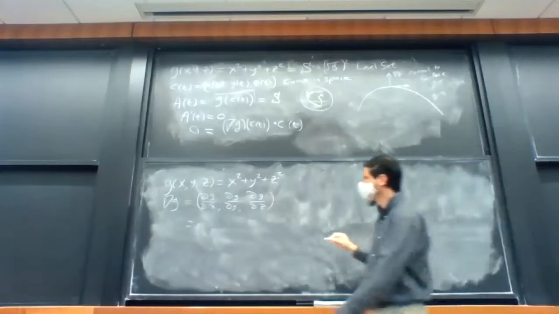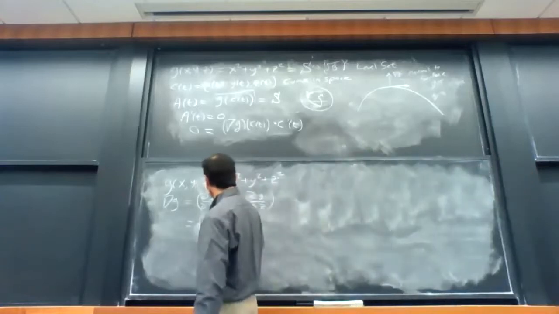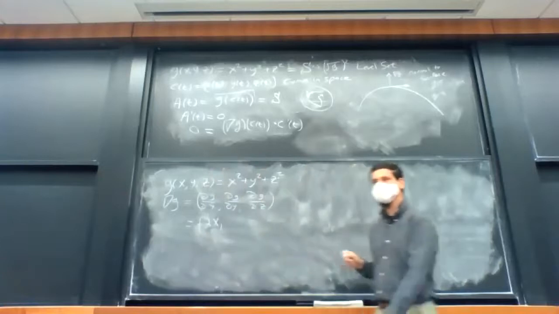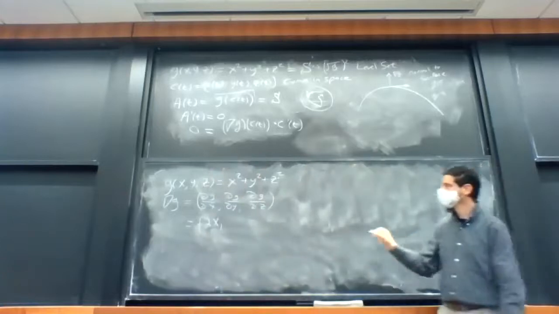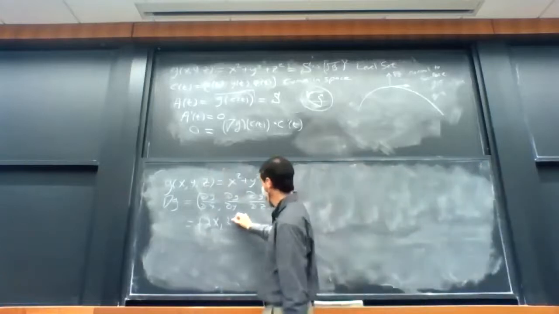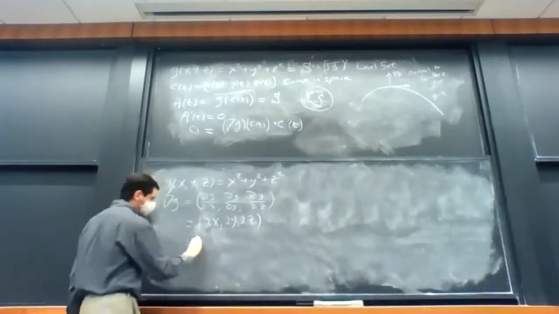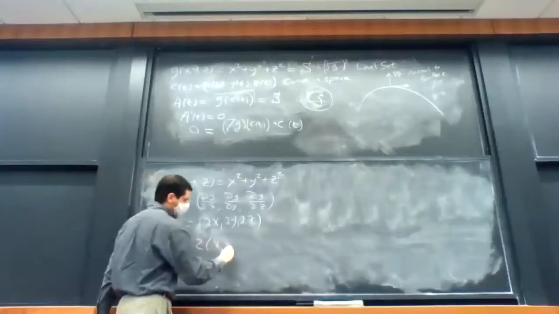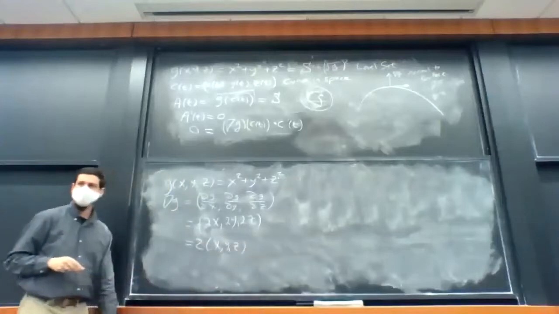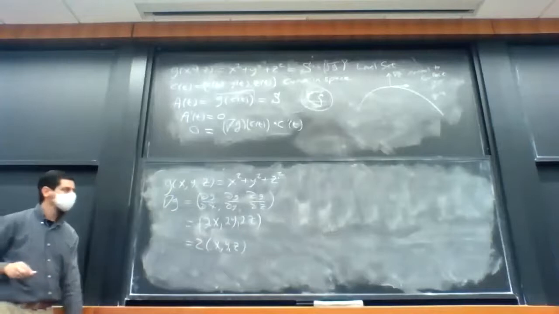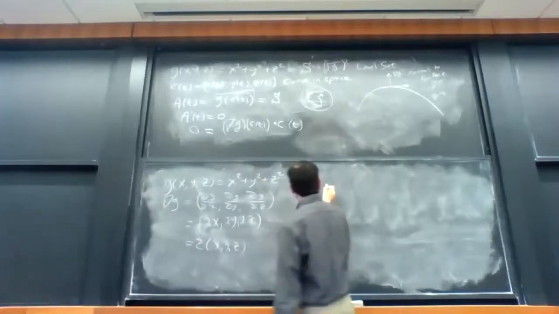2x. What's the derivative of g with respect to y? 2y. And with respect to z? All right, it's screaming pull out a 2, and it's x, y, z. So let's try to think geometrically about what is going on.